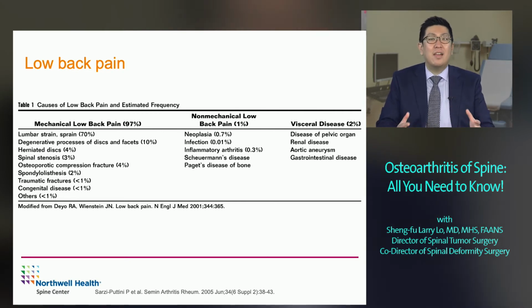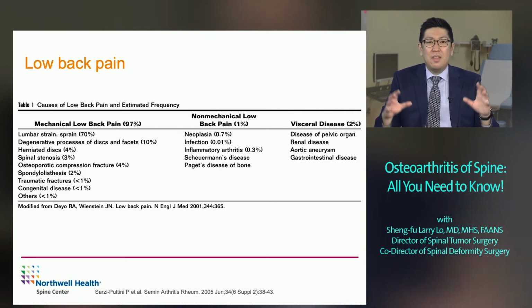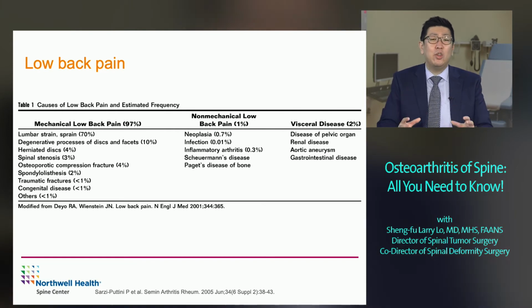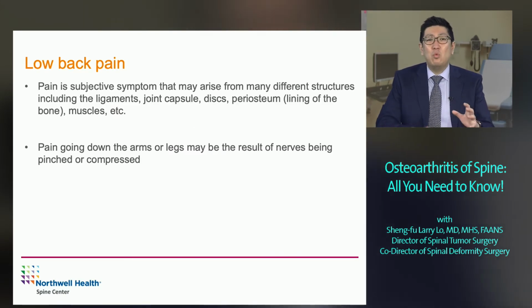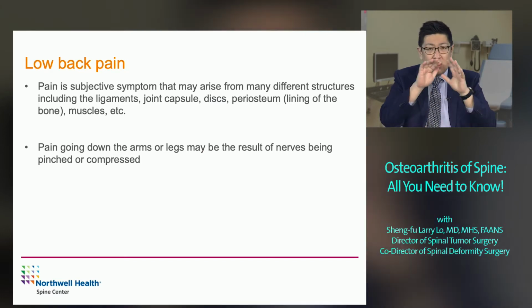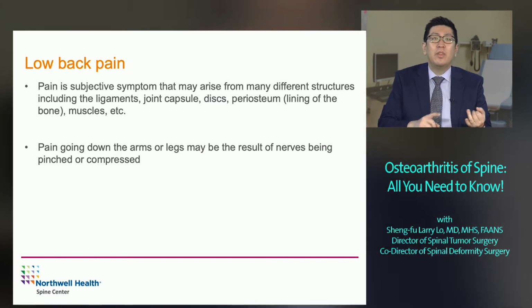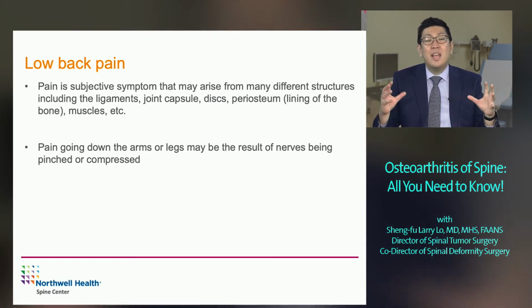You can also have GI disease. So even this simplified table that I'm presenting to you guys, it's a lot of different causes that can potentially cause low back pain. And the reason why that's important is that at the end of the day, pain is a very subjective symptom that may arise from many different structures that I just went over, such as the ligaments, the joint capsule itself, the discs, what we call the periosteum, which is the lining of the bones itself, the muscles. And that's just limiting it to the spine.